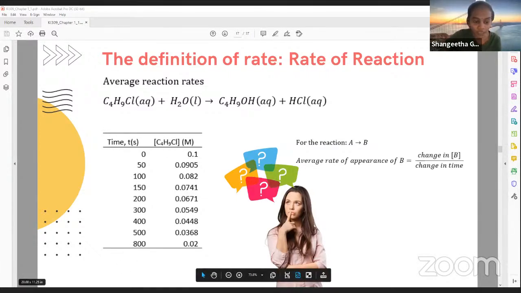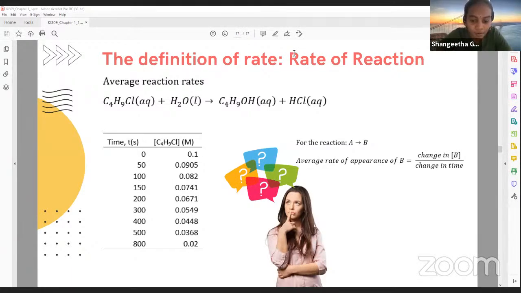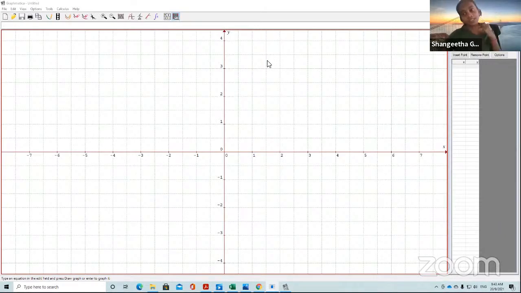Let's go into seeing Graphmatica and how we are going to use it. All right, let me just open it, then I can share with you. Can you see Graphmatica, or are you still seeing the PDF? We are still seeing the PDF, Doctor. Okay, I think I need to change screen. All right, so this is Graphmatica.